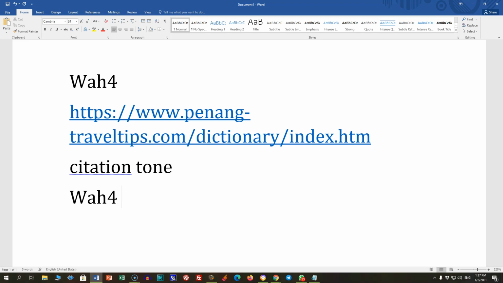Some of you may also pronounce it as gua. It's the same whether you say wah or gua. Both of them mean I or me or my or mine. So whether it's wah or gua, you can use it to mean I, me, my, and so on. So that's the first word that we are going to learn today.